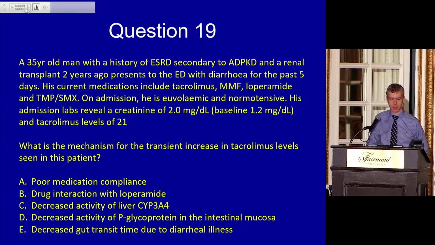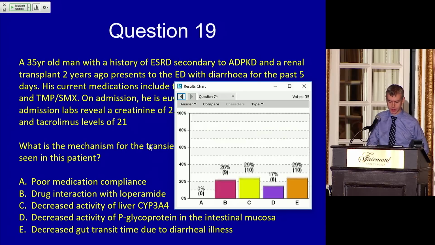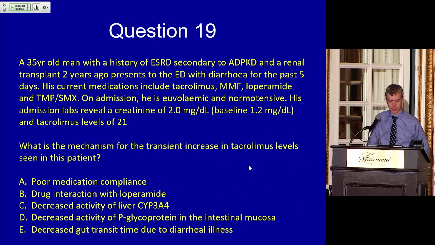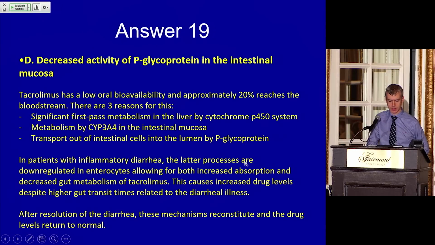I'm going to stop it there and have a look at what you guys thought. So a bit of a variety here as well. Okay, so the correct answer here is D. So this is decreased activity of P-glycoprotein.